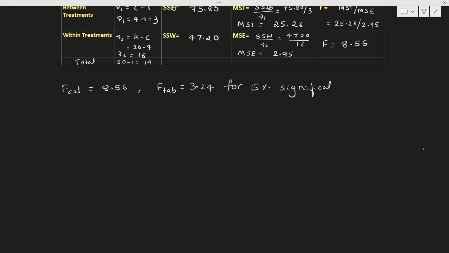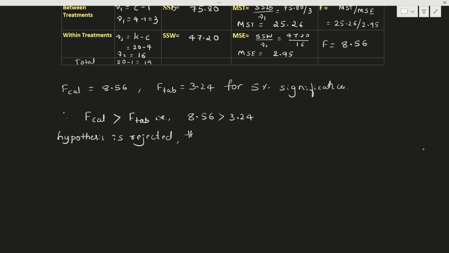Now when you observe these two values, F calculated and F tabulated, the F calculated value is greater than F tabulated. Therefore, F calculated is greater than F tabulated value. That is, 8.56 is greater than 3.24. If so, what can you say? The hypothesis is rejected. Means what? There is a significance between the four processes. Four items are given, four processes. So there is significance between the given four processes.